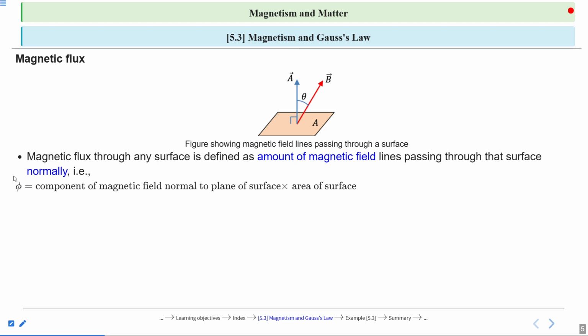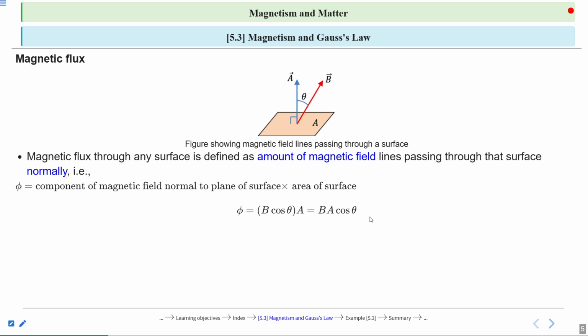Magnetic flux. So phi is used for magnetic flux, which is equal to the component of magnetic field normal to the plane of the surface, into the area of the surface. So the component that is normal to this surface will be B cos theta, into the area of this surface. What is the area of this surface? A. So it will become BA cos theta.